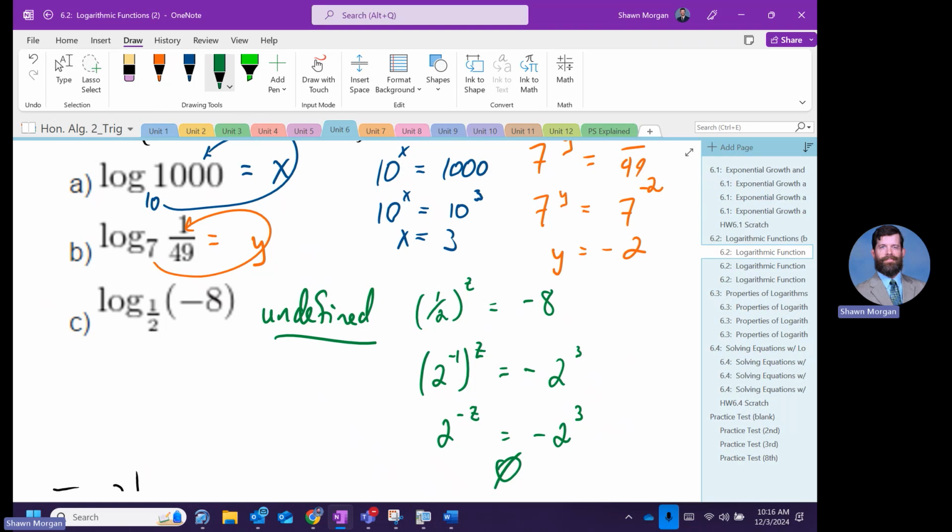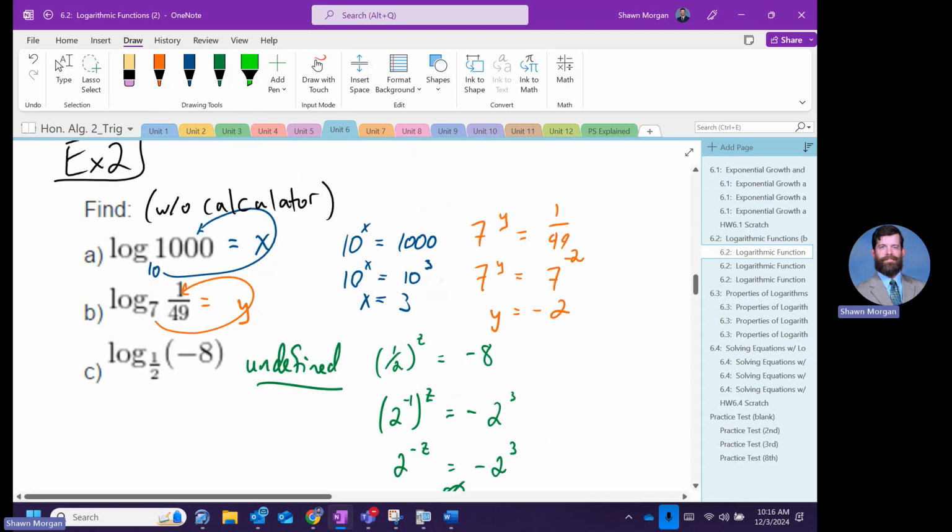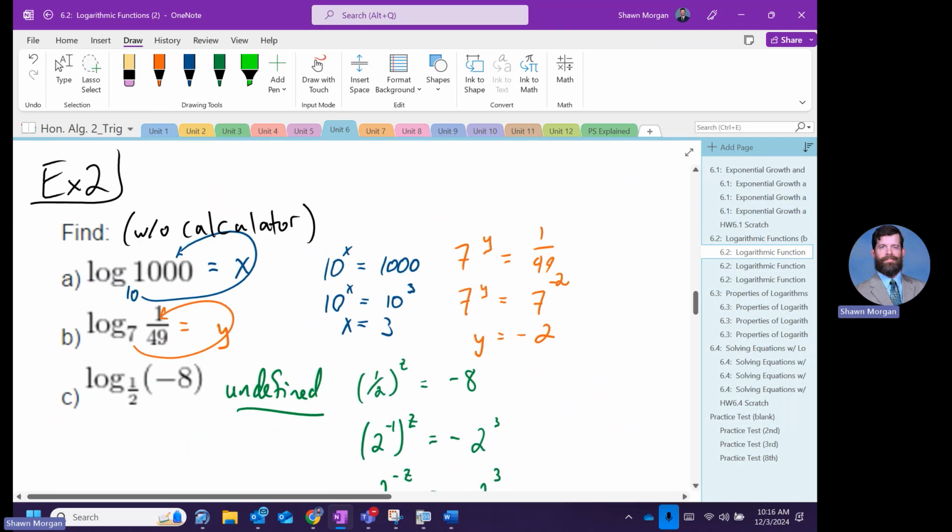Nick, so when you say you're taking a log of a number, like -8, that is the argument. Yes. So the argument for part A was 1,000. The argument of part B was 1/49, and the argument of C was -8. Those three arguments are what you are taking the log of. And the particular type of log that you are taking is dependent on the base. So this was a common log, this was base 7, this was base 1/2.